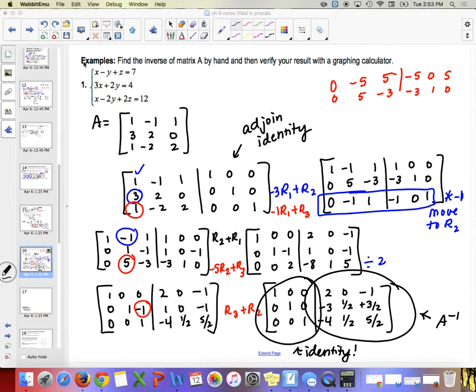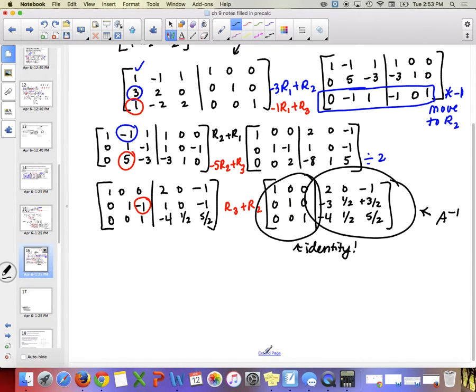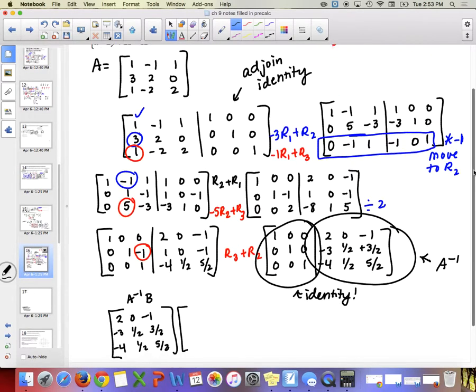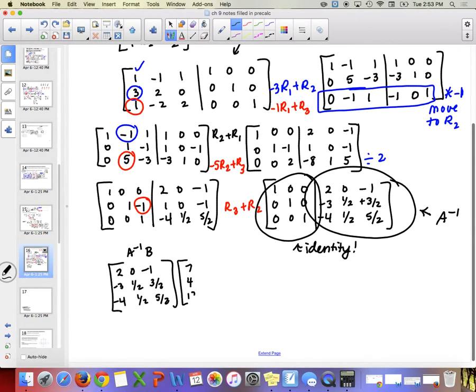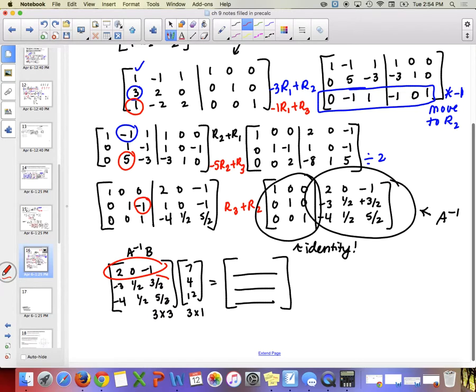Now if you're going a step further and you're finding the answer, then you would multiply A inverse times B, which would not be that hard. You wouldn't take that whole big thing. You would just take the A inverse part. So 2, 0, negative 1, negative 3, 1/2, 3 over 2, negative 4, 1/2, 5 over 2. And you would multiply by B. And what was B? Like 7, 4, 12? So this was a 3 by 3, and this is a 3 by 1. Doesn't it make sense that we would get a 3 by 1? Because they're going to be X, Y, and Z. So you would do that. And it's not that bad.